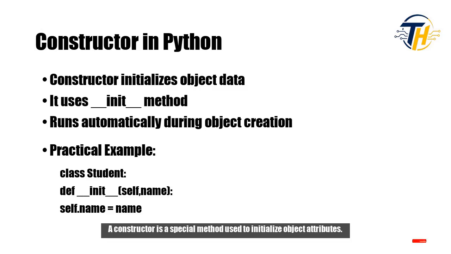A constructor is a special method used to initialize object attributes. Python uses the init method as the constructor. Businesses use constructors to assign default values while creating records. For example, HR software initializes employee name and ID during onboarding. Here, the student constructor stores the name passed during object creation.